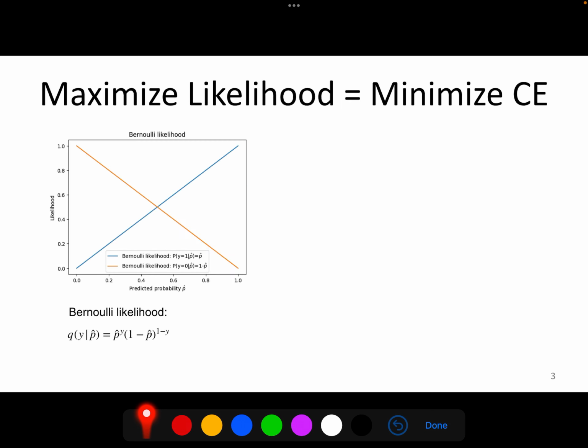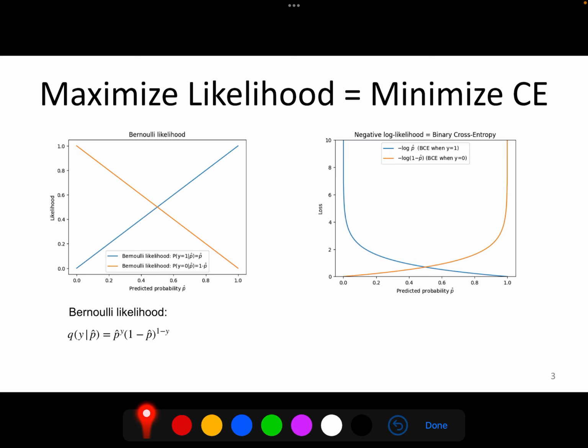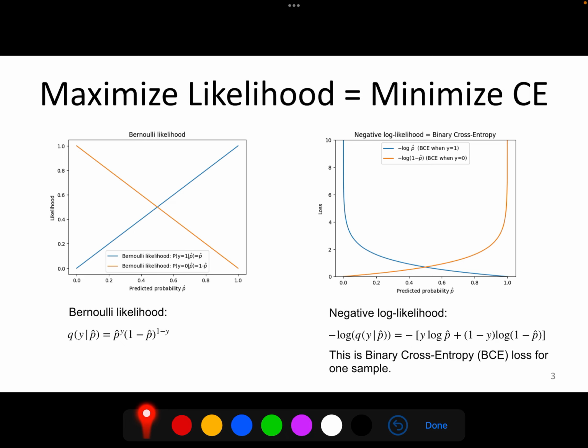In statistics, learning means maximizing likelihood. Equivalently, we minimize the negative log likelihood. When we take the negative log of the Bernoulli likelihood, we get this expression. This is the binary cross-entropy loss for one sample. So binary cross-entropy is not a heuristic. It is the negative log likelihood of a Bernoulli model.